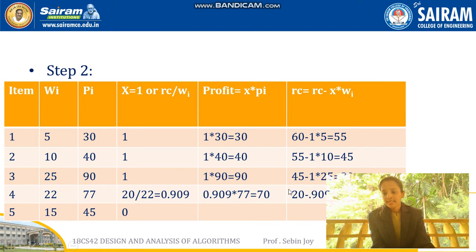Then we take the next item, 15, 45. Is x equal to 1? No. RC by Wi, what is RC? 0 by 15 is equal to 0. That means you will not be able to add this item into the knapsack. Now we will check the fraction for each item. We check which items you have selected, what is the fraction, and what is the profit you got.